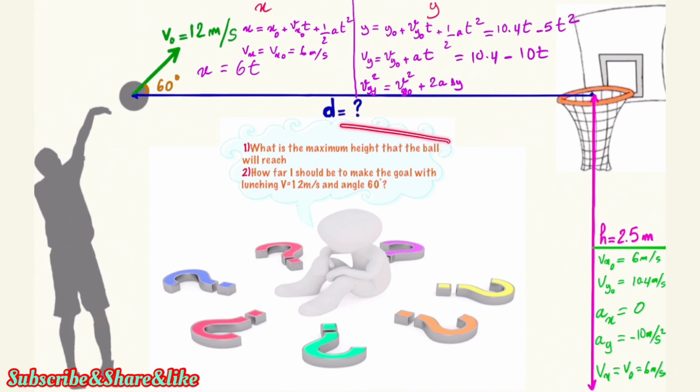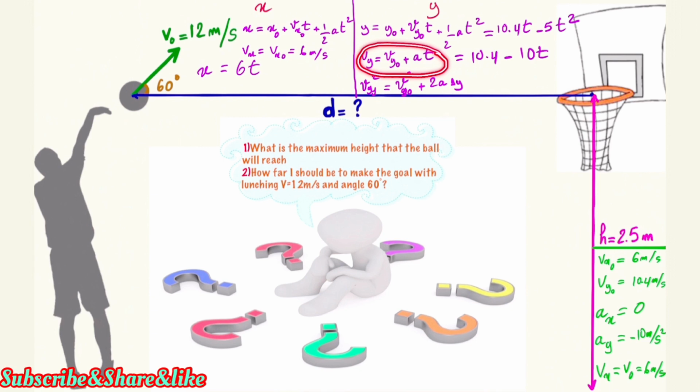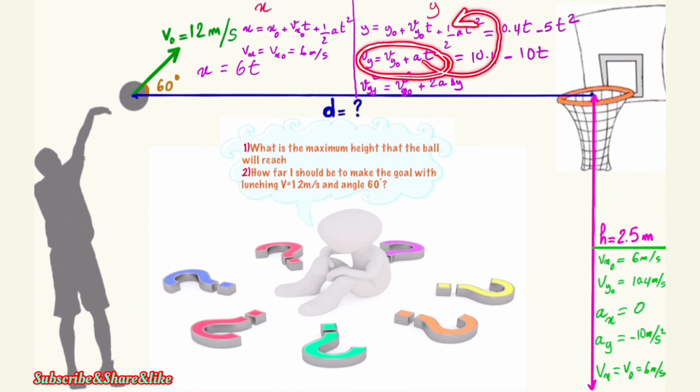So first of all, we're going to answer this question: what is the maximum height that the ball will reach? How are we going to do that? We said the path is going to be like this, and the maximum height is when VY equals zero, because the ball is not going up anymore and starts going down after that point. So the maximum height will be at VY equal zero. What is the idea? We take this function and set it equal to zero, so we know the time. That is very important. Then when we know the time, we can put it in here, so we know how high it is going to be. So let's do that.